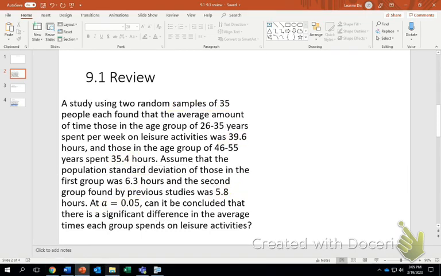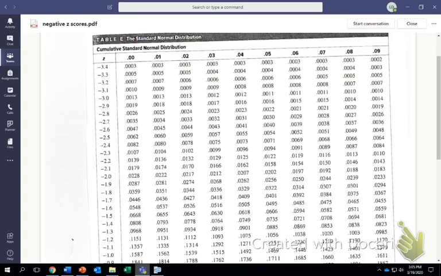All right, if we're using our Teams, we would come here and click on the files at the top right-hand corner, and we would go into this PDF, which you can download and print, but we're looking for 0.025 in the body of the table.